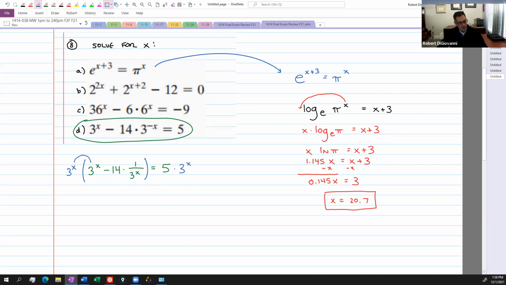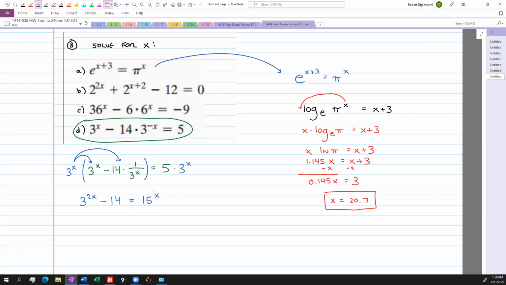And when I do that, I multiply here to here. I add the exponents. So x plus x is 2x. And then when I multiply here to here, the 3 to the x cancels, which leaves me with negative 14. And on the right side, I get 15 to the x. Is that right?